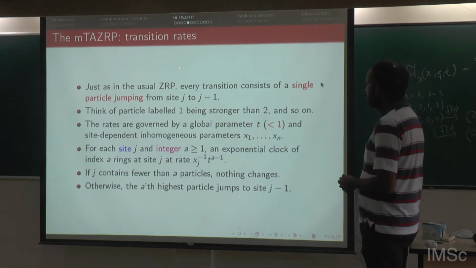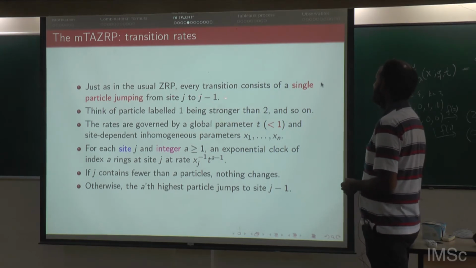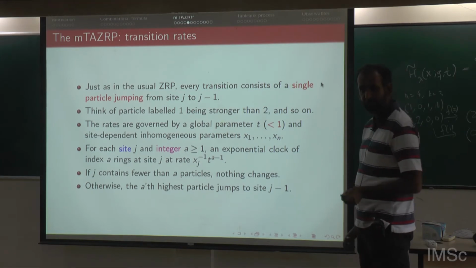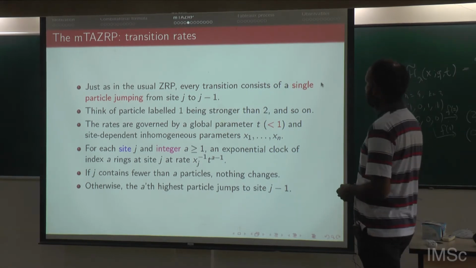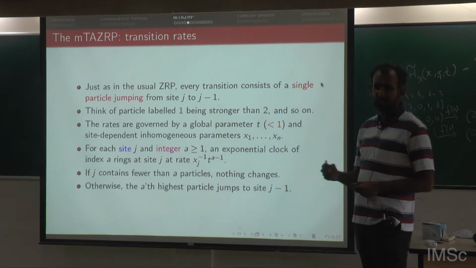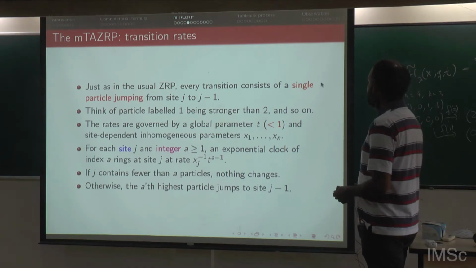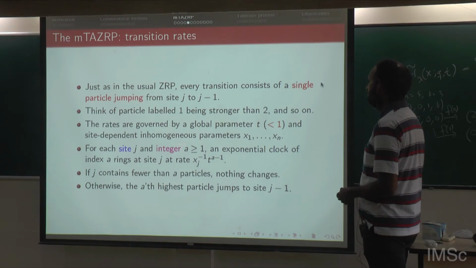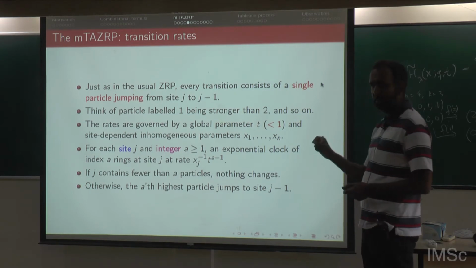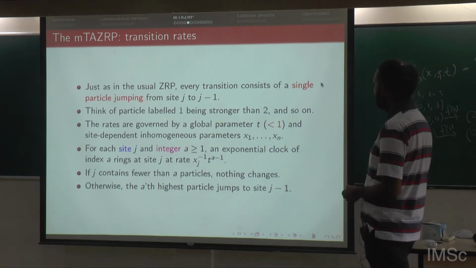Okay. So now let me describe the transition. So this involves another parameter. So you again have a single particle jumping from site j to j minus 1, just like in the single species zero range process. And we'll think of the particle 1 being the strongest particle and then 2 being weaker and so on. And their rates are governed by another global parameter t and these site-dependent parameters x1 to xn.